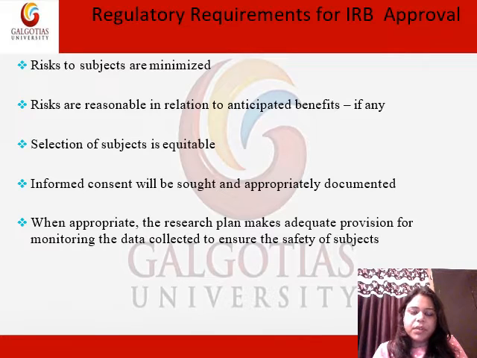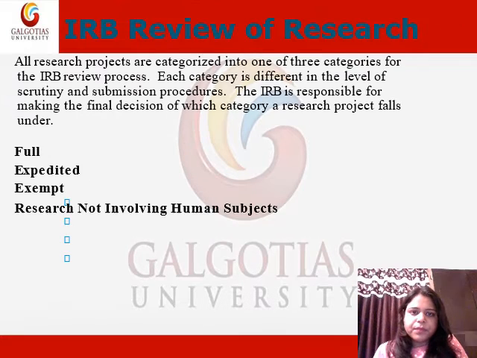Regulatory requirements for IRB approval. Risks to subjects are minimized. Risks are reasonable in relation to anticipated benefit, if any. Selection of subjects is equitable. Informed consent will be sought and appropriately documented. When appropriate, the research plan makes adequate provision for monitoring the data collection to ensure the safety of subjects.